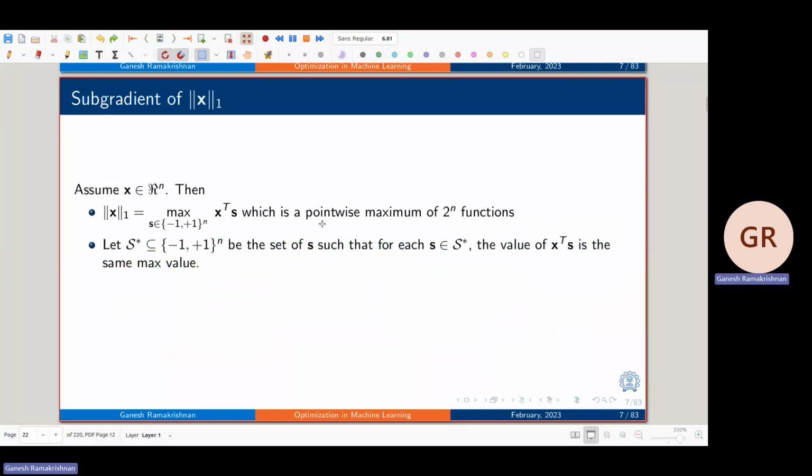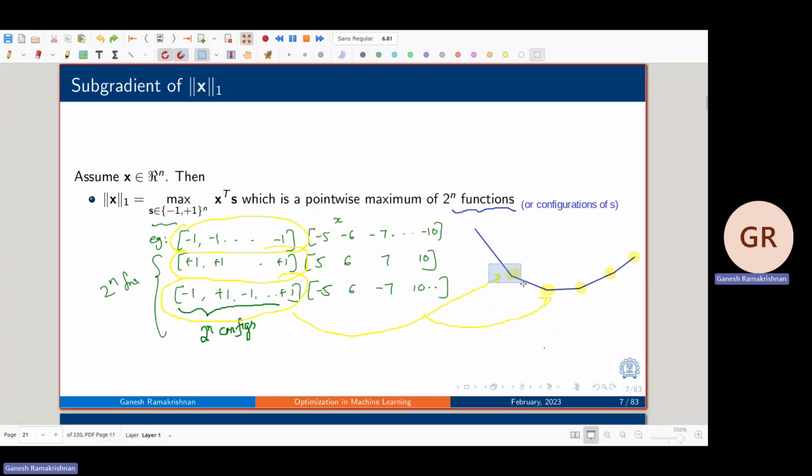So let S star be the set of S such that for each S in S star, the value of S transpose X is the same max value. So S star is basically all those which give you the same max value here, because that's where this linear function and this linear function have the same max. Whereas this doesn't. This is also a linear function, but this has no role to play here. This linear function has no role to play at this point. Likewise, this segment of a linear function has no role to play again at this point. Understand?